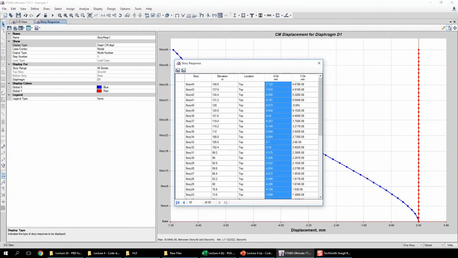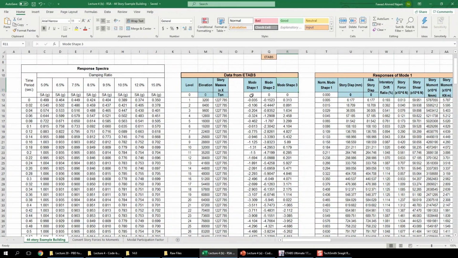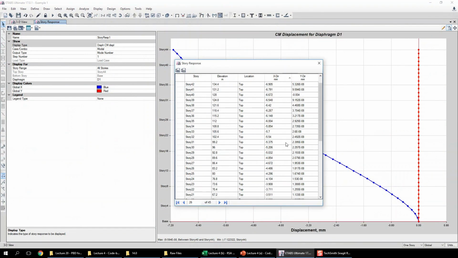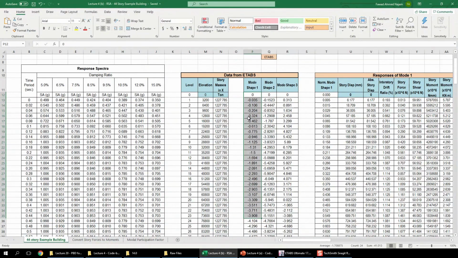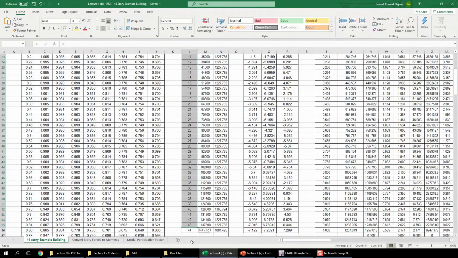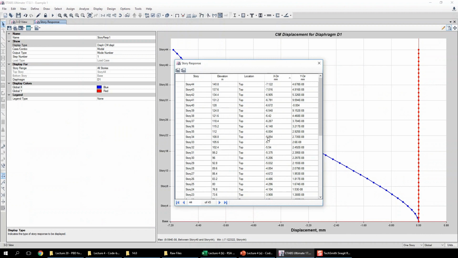So you can see this is the first mode shape, this column is the first mode shape, and I have copied this column in this column here, first mode shape, and obviously the numbers are reversed. Here in ETABS it is showing you the top story down to the bottom story, but according to this Excel sheet I have used this numbering that it goes from the bottom story up to the 44th story. So you can see that the first mode ordinate for the 44th story is minus 7.122. In ETABS also you can see here at the 44th story it is minus 7.122.